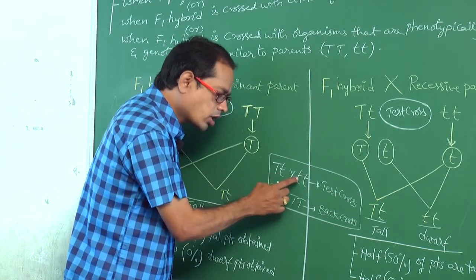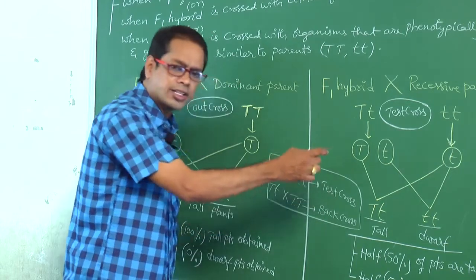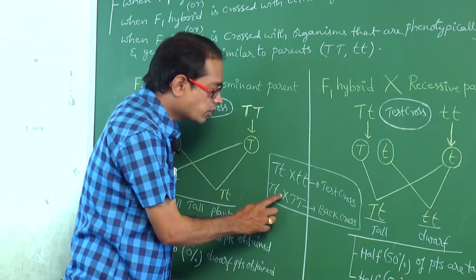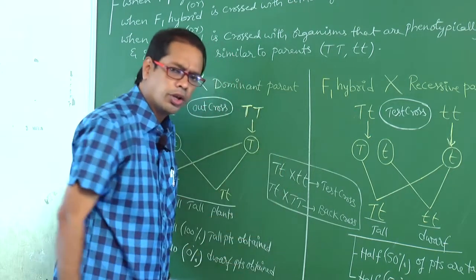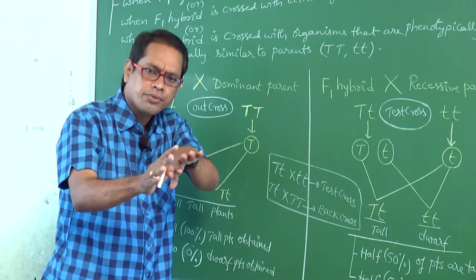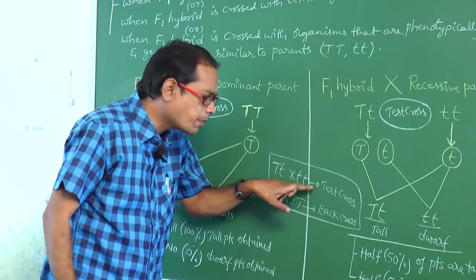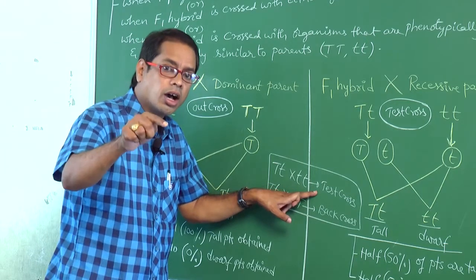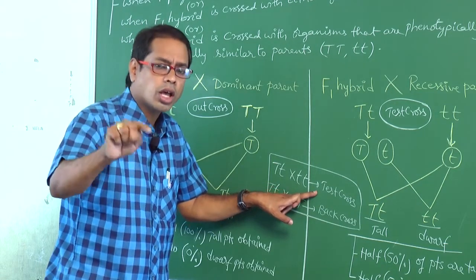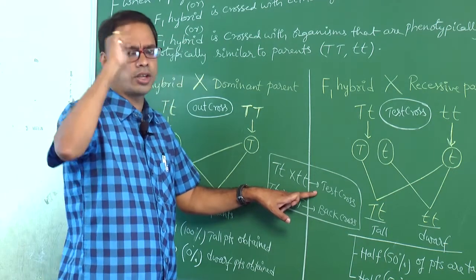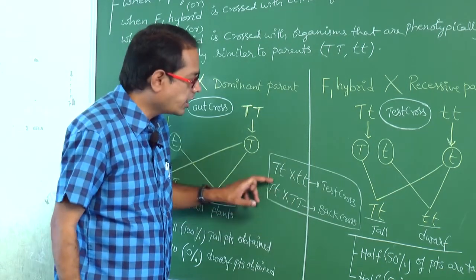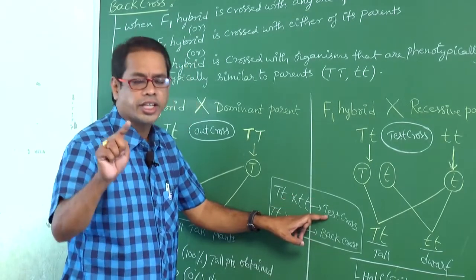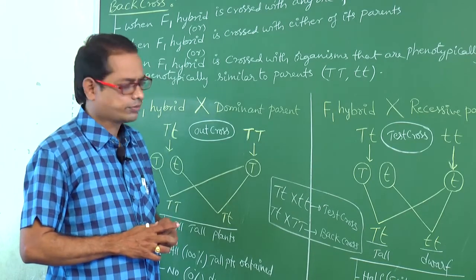When F1 hybrid is crossed with a recessive parent, it will be treated as test cross, this one. When capital T, small t is crossed with capital T, small t, what do you call this cross? It is a part of back cross. Of course, this is also a part of back cross. So, that means test cross is one kind of back cross. Out cross is one kind of back cross. So, if we ask like this, we have to say this one as back cross, this one as test cross. Are you understanding?